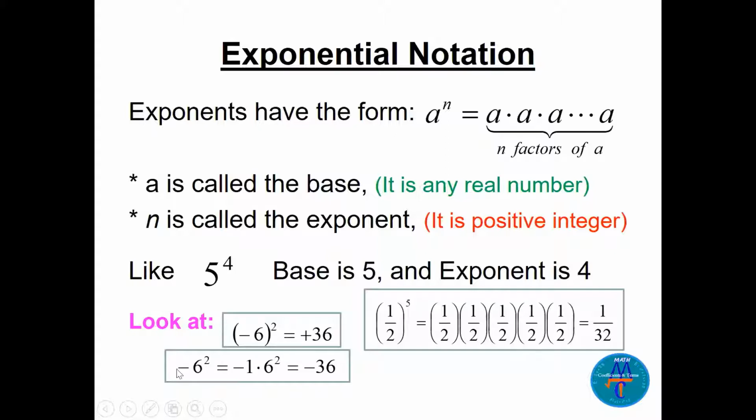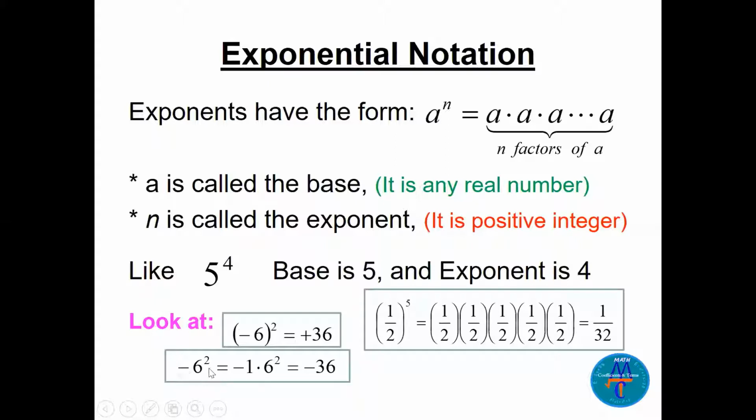Let's go to the second one here, please. Minus 6 squared. See the squared is on the 6. So here the base is 6, not minus 6. The minus 1 is just standing there. There is a number minus 1 times 6 squared. This is how we see it in math. So the answer here is minus 36.